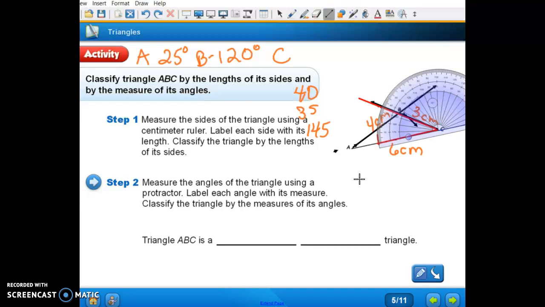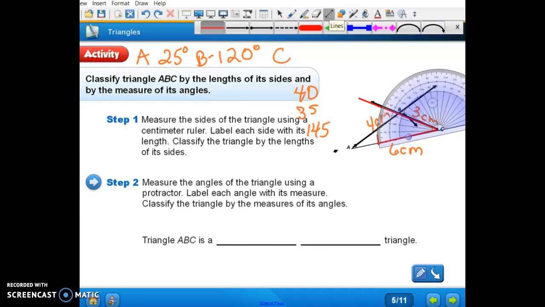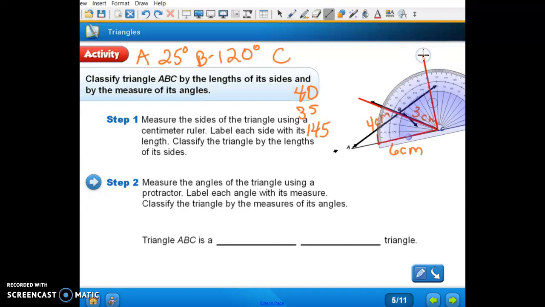Let's look at this and see if we can eliminate some of these answers, 145, 35, or 40. How big is a right angle? How many degrees? 90. And a right angle would make a square corner, would it not? So a right angle would look something like this, if this were our right angle. Now, is this angle bigger than 90? No. So can it be a 145 degree angle?